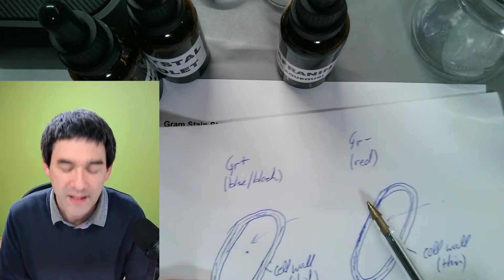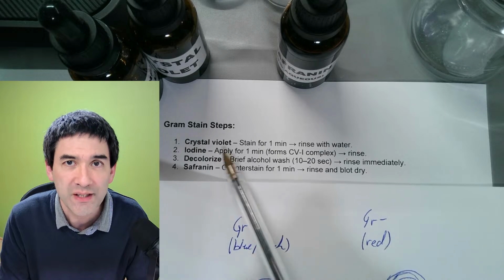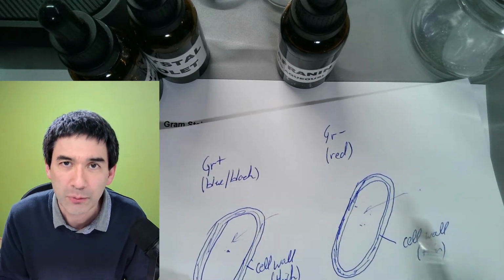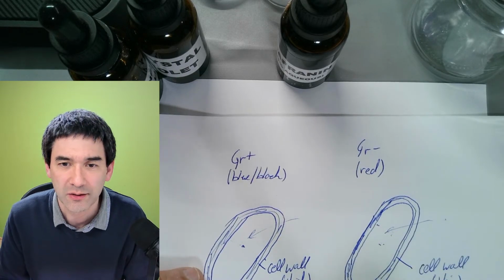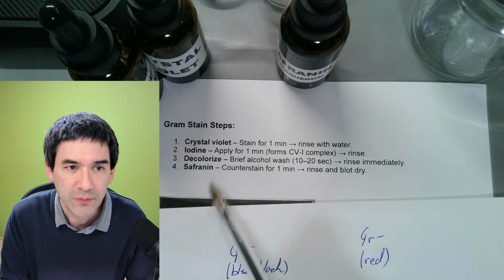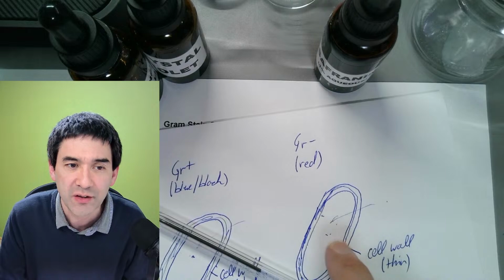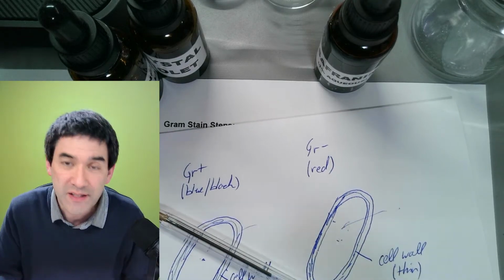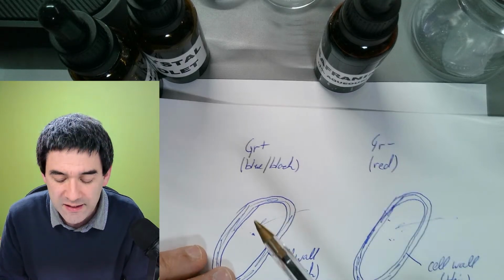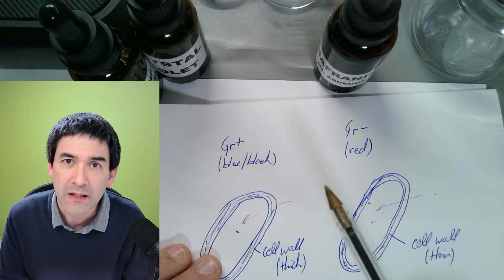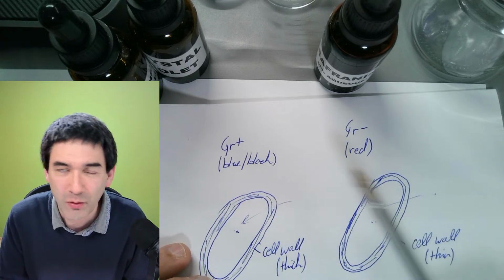So essentially, in summary, it's this decolorization or washing step which determines whether it's going to stay blue or not, because the gram-positive ones are able to retain the color. And the safranin, the red one, is the counterstain so that we're also able to see those that have lost the color. So this is a little bit of the theory behind it. And the nice thing about the gram stain is that you are able to see the difference in cell structure through the stain.